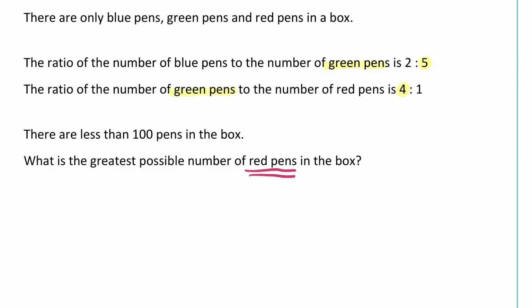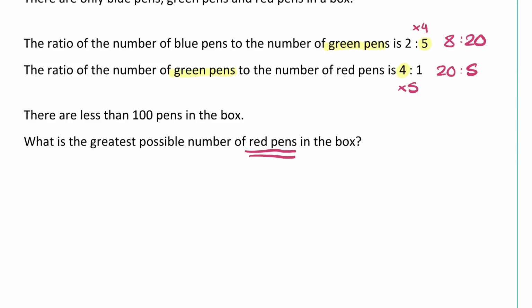So here we'll look for the lowest common multiple of 4 and 5, and that's 20. So that would be timesing the top ratio by 4, which will make that 5 become 20, and the bottom ratio by 5, which will make that 4 become 20. Whenever we multiply one number, we multiply both. So the first one becomes 8 and 20, and the second one becomes 20 and 5. We can now put those numbers into a 3-part ratio, so blue, green and red. We have 8 for blue, 20 for green and 5 for red.